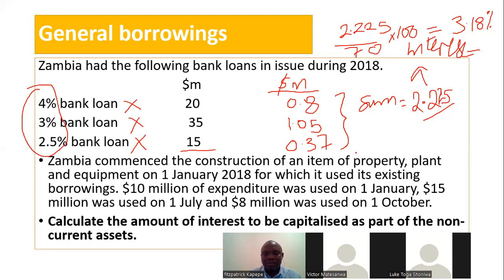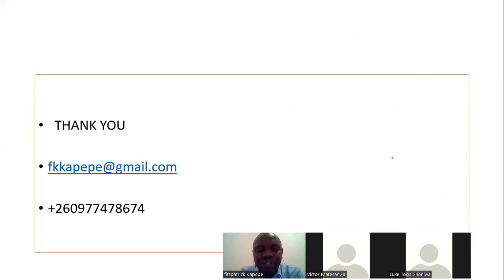So we are done on borrowing costs. You read some detail, but there's nothing much about these standards as long as you understand the application of them. So then we transition into IAS 20 on government grants. So allow me to go to government grants.